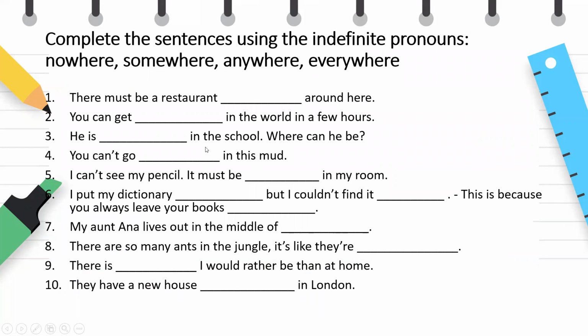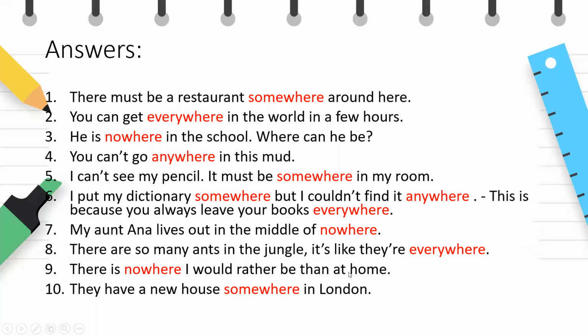Now let's practice. Complete the sentences using the indefinite pronouns: nowhere, somewhere, anywhere, and everywhere. So I want you to pause this video and do this exercise. Now let's check the answers. Number 1, there must be a restaurant somewhere around here. Number 2, you can get everywhere in the world in a few hours.